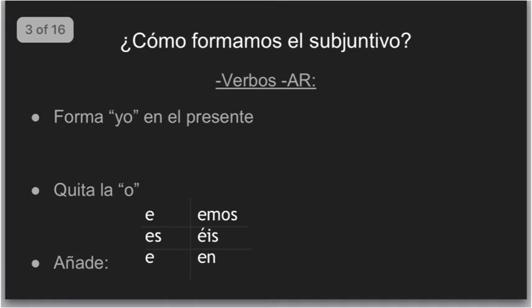First thing you need to know, of course, is cómo formamos el subjuntivo. And hopefully this sounds fairly familiar to you because, quite simply, the rules are the same as the rules that we used to form the formal and plural commands overall. You start off with the forma yo en el presente, quita la o, get rid of the o, and you're going to add the opposite present tense ending. So what you add is e, es, e, emos, éis, and en.